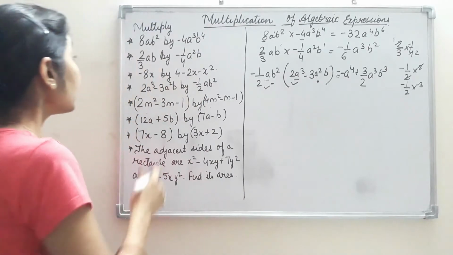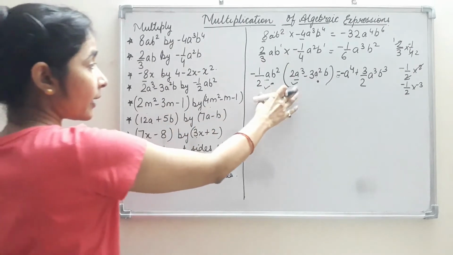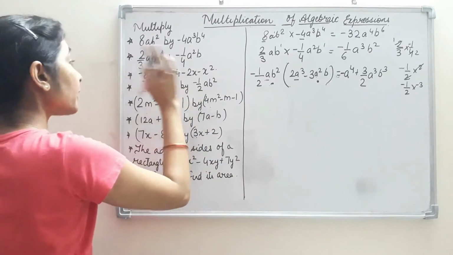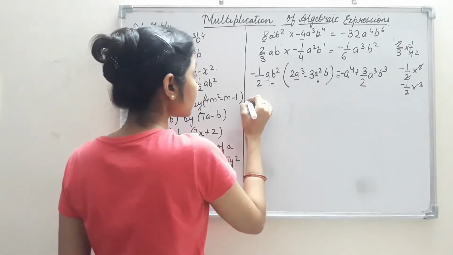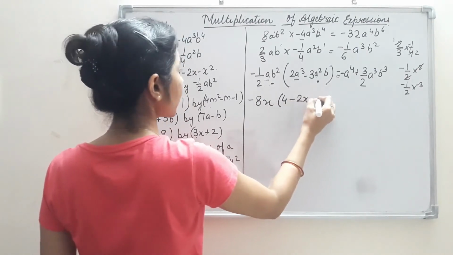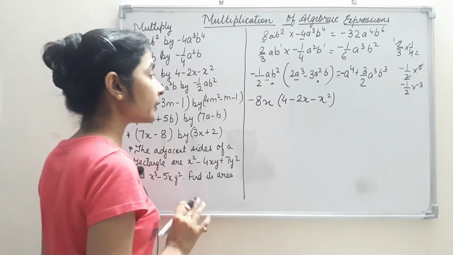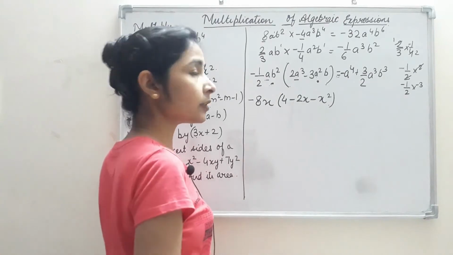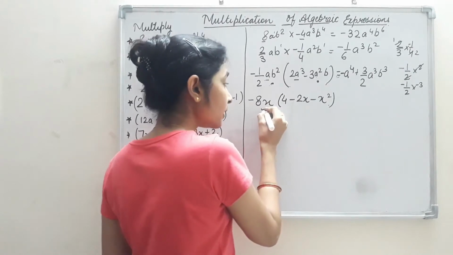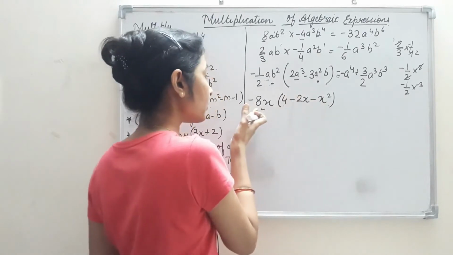Okay, now taking the previous one, here we are having to multiply a monomial with a trinomial. Here we had monomial with a binomial. Here we are having monomial with a trinomial. So the question is, minus 8x is to be multiplied by 4 minus 2x minus x square. Okay, if you want to write it in the standard form, it is well and good, write it in the standard form. If you do like this also, it doesn't make any difference. Now minus 8x, we are supposed to multiply each and every term of this trinomial with this monomial.